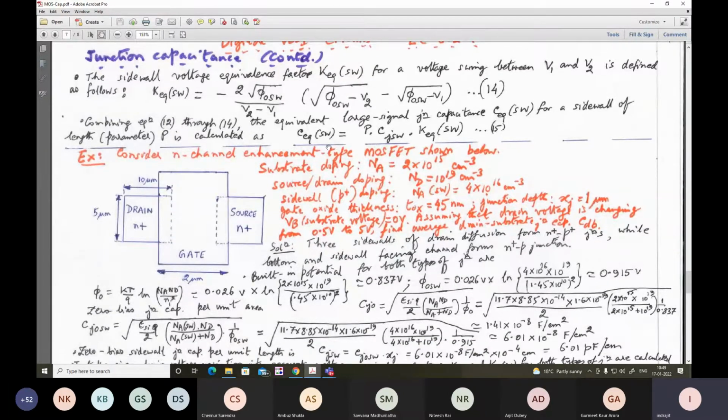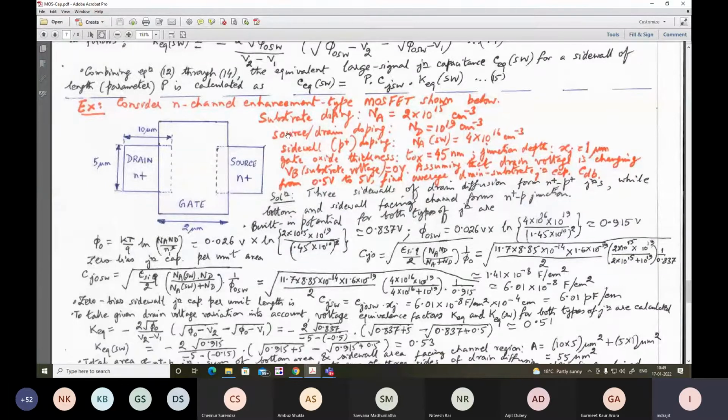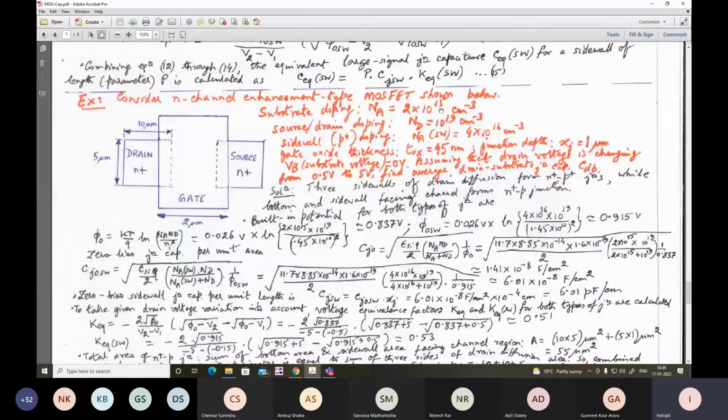Now, for one example, let us consider the N-channel enhancement type MOSFET shown below. Substrate doping is taken to be 2 into 10 to the power 15 per centimeter cube. Source drain doping is much higher, as you can see, 10 to the power 19. Sidewall doping also is 4 into 10 to the power 16, one order of magnitude higher than the lightly doped P-type substrate. Gate oxide thickness is 45 nanometer.